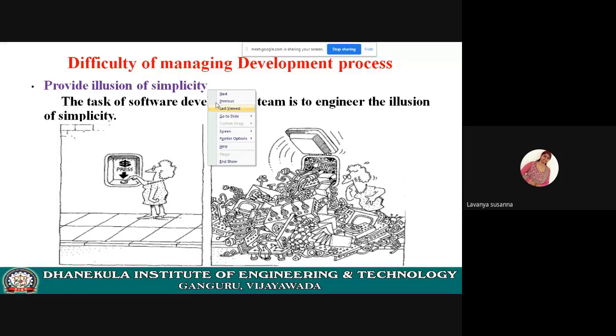As a developer, you need to provide the illusion of simplicity. Illusion means belief. As a developer, you must make your user feel that this complex system you have developed is very easy. The software is very easy to operate. He must feel like that. He should not feel like it is very complex. See the cartoon, you can understand.